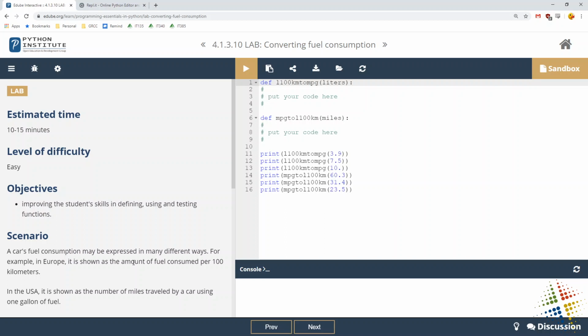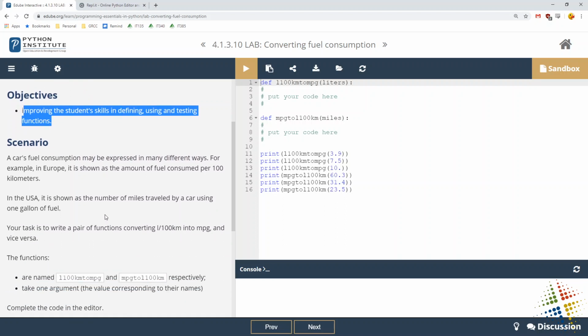And we're back to the Python Institute, this time with lab number 4.1.3.10, and we are talking about converting fuel consumption types. Well, let's read through this and see what they have to say. The objective is to improve the student's skills in defining, using, and testing functions.